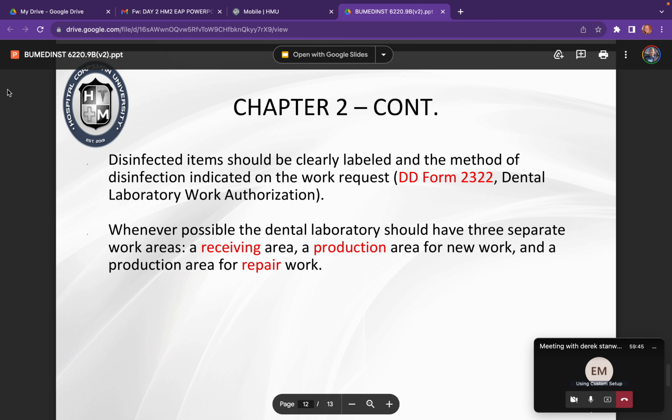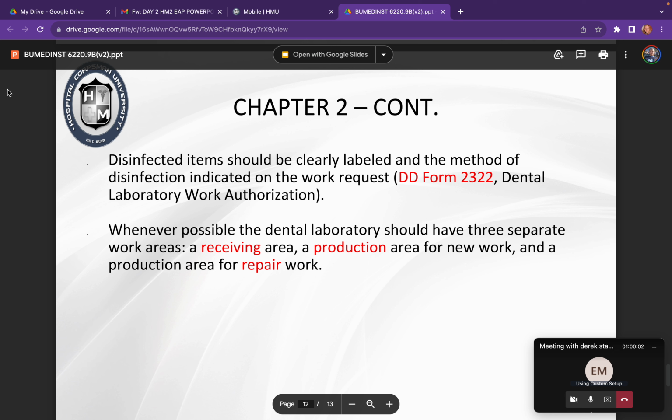Okay, and again, I was talking about making sure you're not spreading bacteria. So just like in SPS, you're going to have 3 different work areas. I've seen this as a question too. You're going to have the receiving area, production area, and production area for repair works, all right? Let me give you a visual.